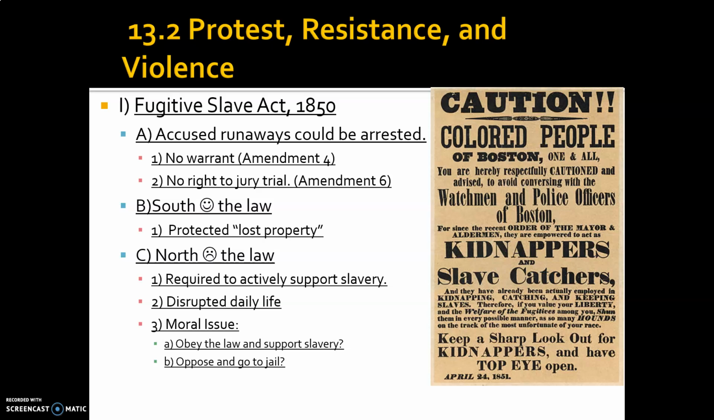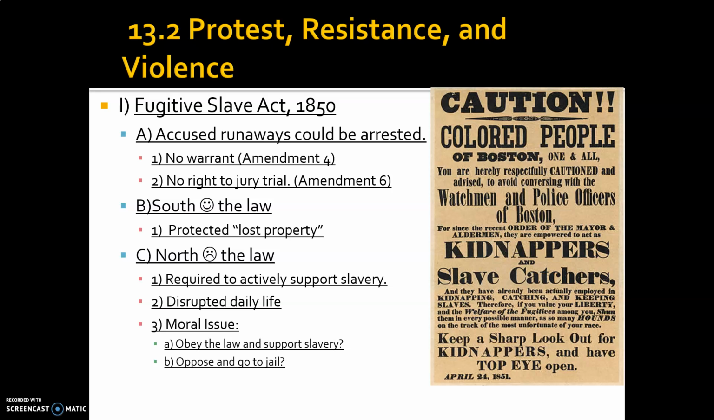The North really disliked this law, because it required them to actively support slavery. If you did not go out and actively say, hey, this person is a slave, and you didn't actually obey this law, and you try to help people, you could be thrown into prison. It disrupted daily life. There are stories of people who were just, like, in New York City trying to get a dress made, and the tailor just happened to be an African-American dude or an African-American female, and a slave catcher would come in, grab them, and you'd be standing there in like a dress or a half-done tuxedo going, really? What the heck?